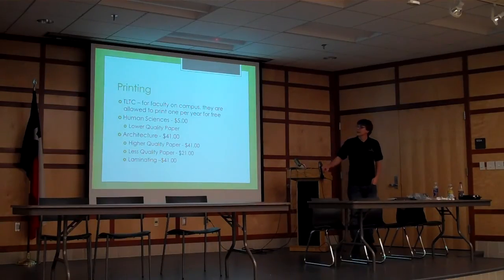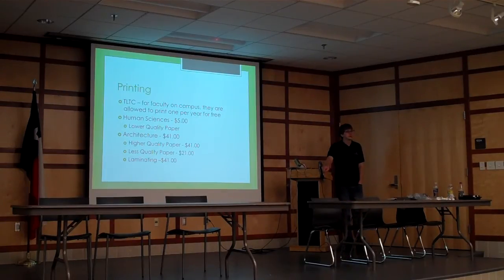So for printing, we have three main sources on campus. The Health Sciences Center, Human Sciences is going to be probably the cheapest way to do it. $5, but it's a low quality paper. So the paper on your handout is about as thick and as strong as the paper for these posters. If you want some higher quality, I would go to the architecture building, but you're going to pay for the quality, so it's kind of a trade-off.